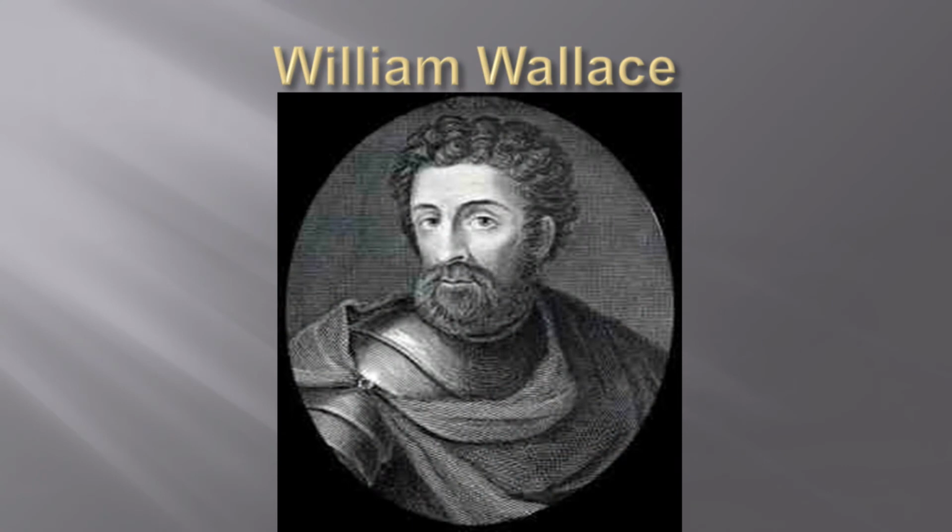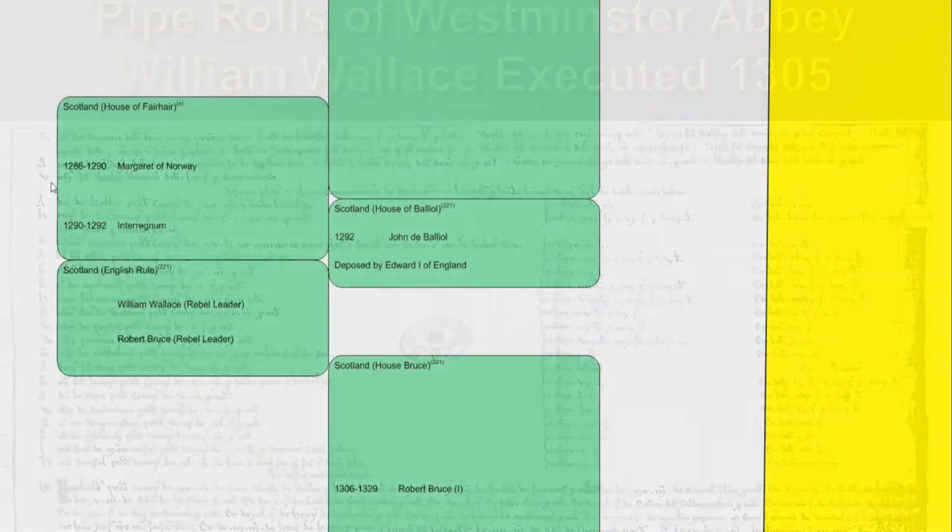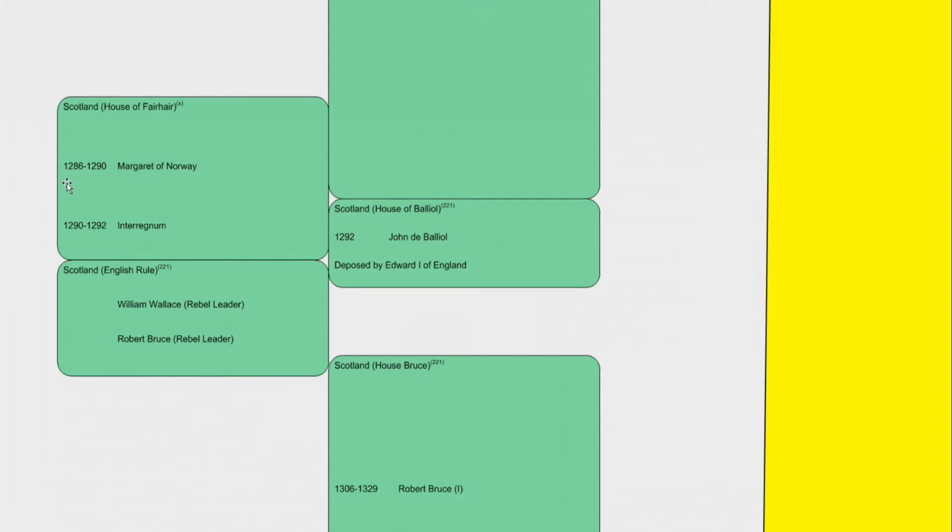And then there's a guerrilla war launched by William Wallace. And we all know him from the movie called Braveheart. Documents called the Pipe Rolls of Westminster Abbey confirmed that William Wallace was killed at the year 1305. Robert the Bruce counterattacked Edward's army and was able to stave off invasion, so Scotland remains independent here at about 1306.